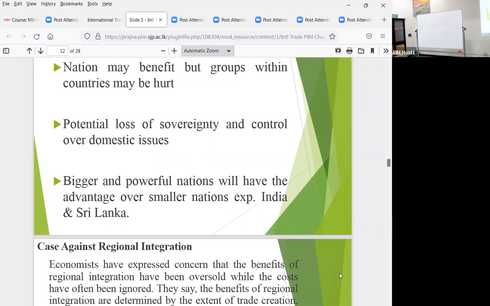You can't take a decision. The decision is taken for everyone. So you don't have control. If somebody is agitating in Sri Lanka over this, you can't control it because it is already a common arrangement. So bigger and powerful nations will have the advantage over the small ones.